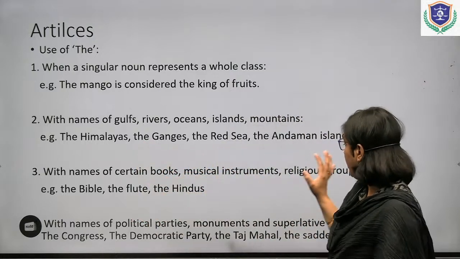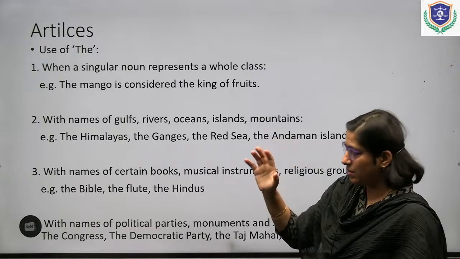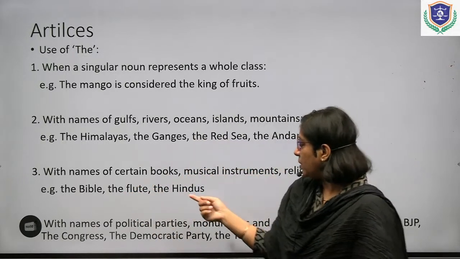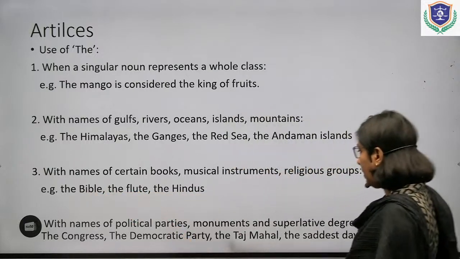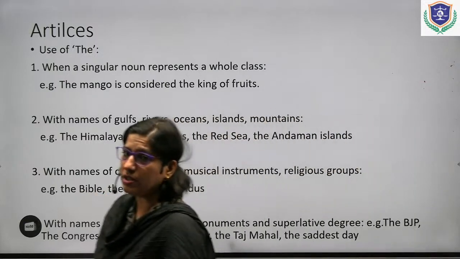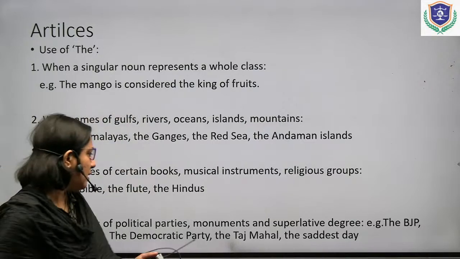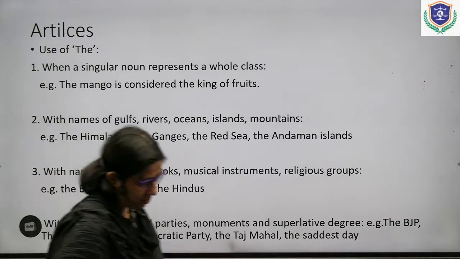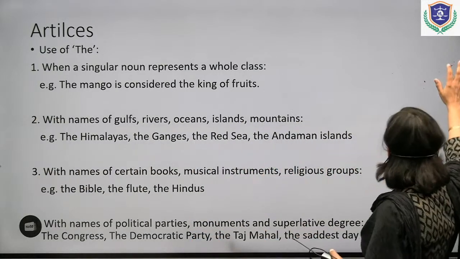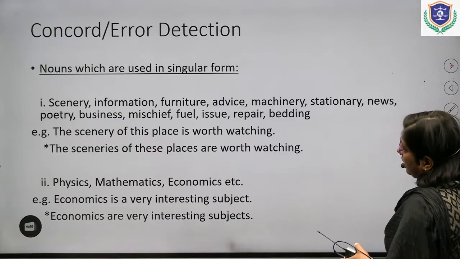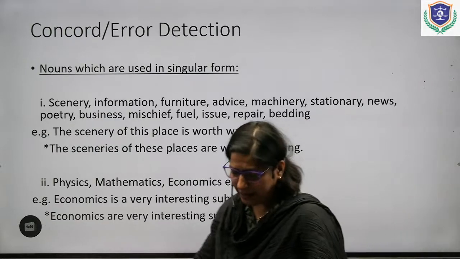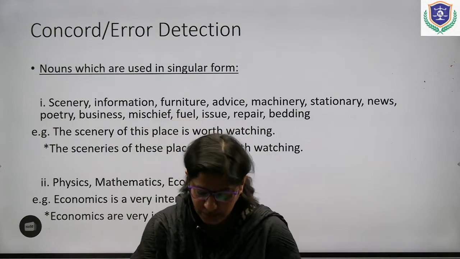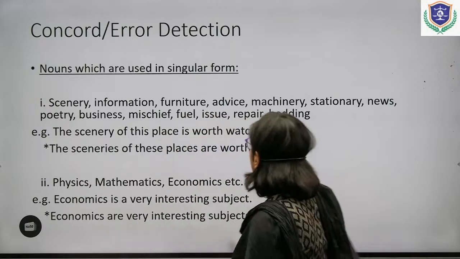With the names of books, religious books, mythological books, along with musical instruments and religion, we are using the. And also with the names of political parties, the BJP, the Congress, the Democratic Party, and with superlative degrees also. Okay, so just keep this as a recap, go through this, and then go ahead with solving the question papers.